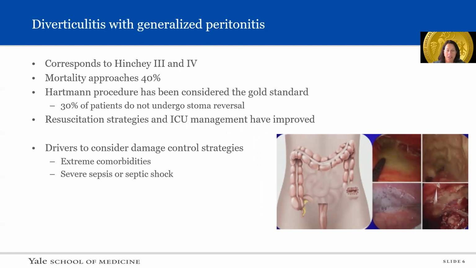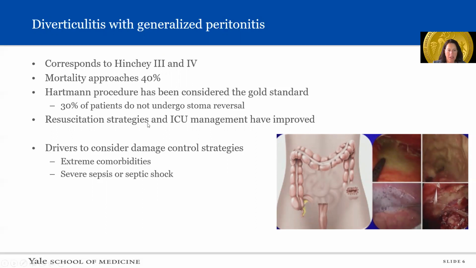Patients who present with generalized peritonitis due to diverticulitis, i.e. Hinchey 3 and 4, have a mortality that approaches 40%. And for years, the Hartmann procedure has been considered the gold standard for treatment of this disease process. However, fully 30% of patients never undergo stoma reversal, and maintaining a stoma can be problematic as it may impact the patient's personal body image and/or have associated complications like stomal hernias.